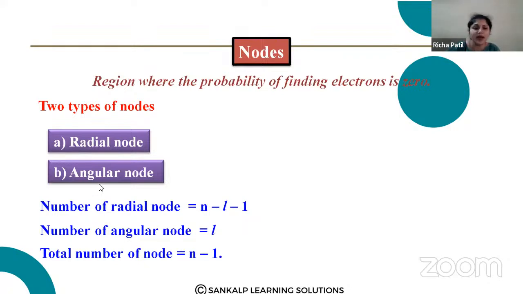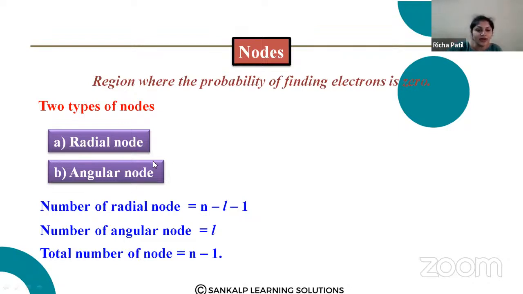The number of radial nodes is calculated by n minus l minus 1. So this is the formula from which you can calculate the radial node. Now, angular node. What is an angular node? The planes or planar areas around the nucleus where the probability of finding the electron is 0 is nothing but your angular node.